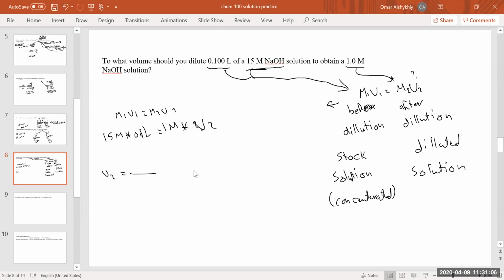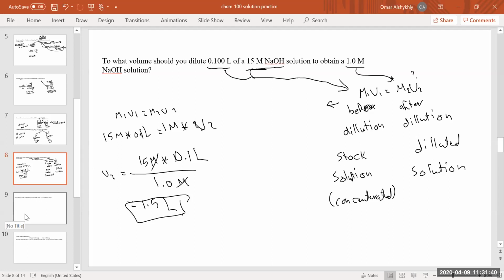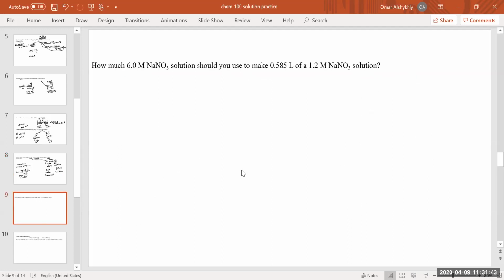So V2 will equal 15 molar times 0.1 divided by 1.0 molar, cancel molar with molar. And here we will have the V2, it is 1.5 liter. It is the V2. Okay.